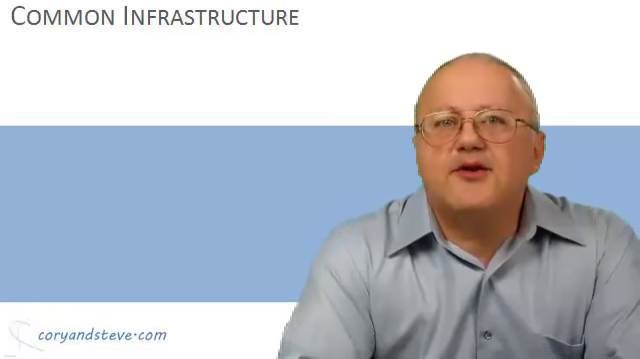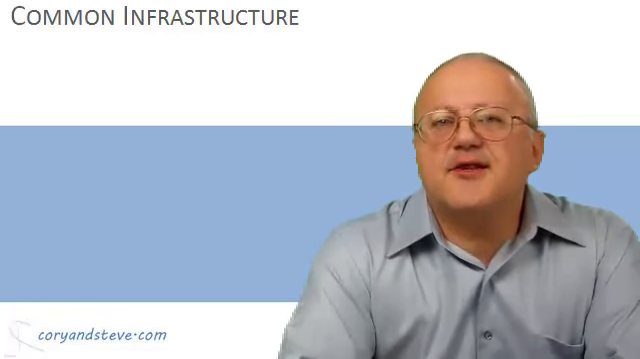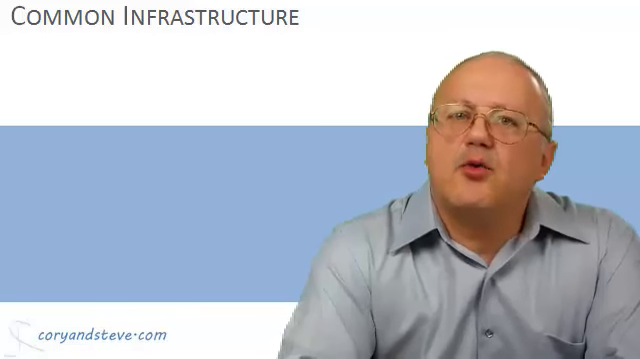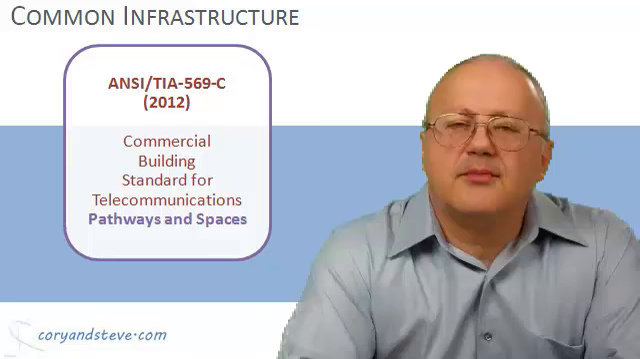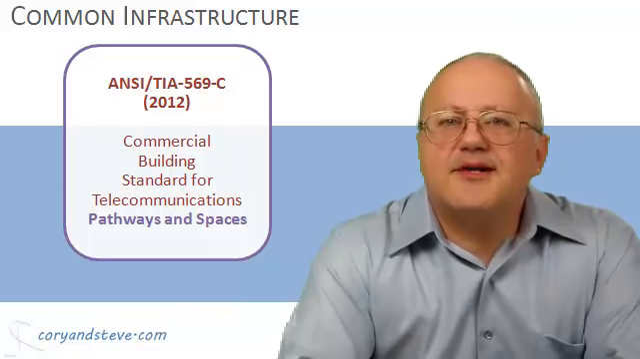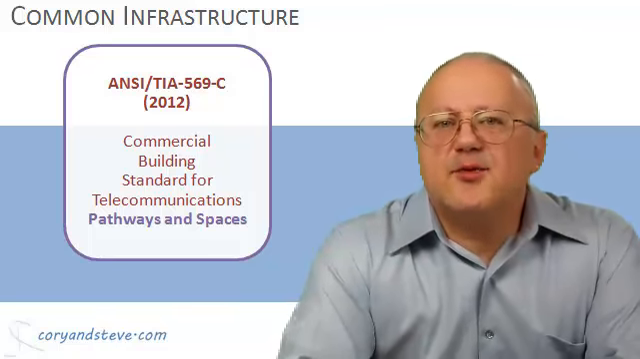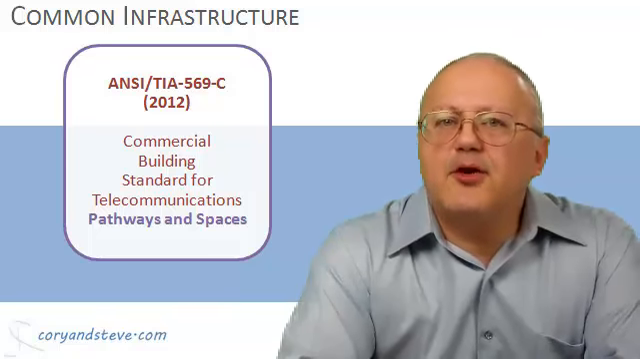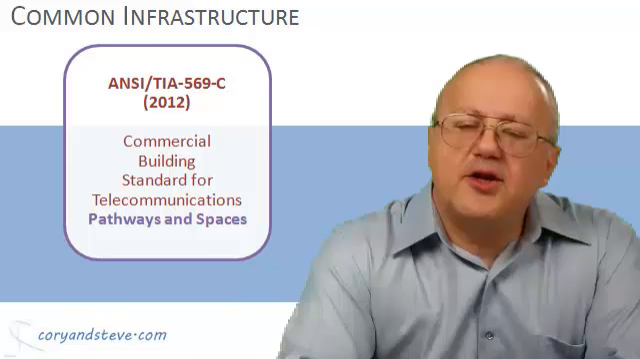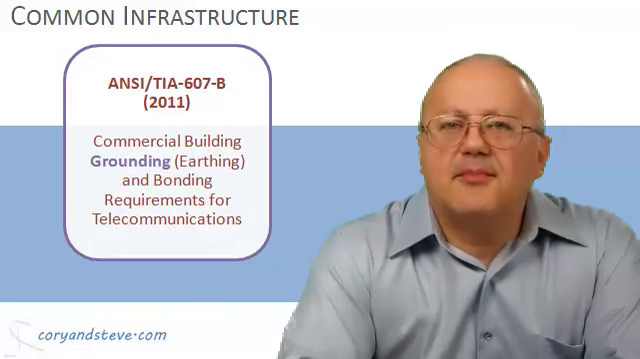Our third grouping looks at design recommendations for things associated with cabling, which we'll place under the heading Common Infrastructure. First up is pathways and spaces, which deals with such things as adequate room and pathway sizing for all the cabling you're planning to put in there, both initially and over time.